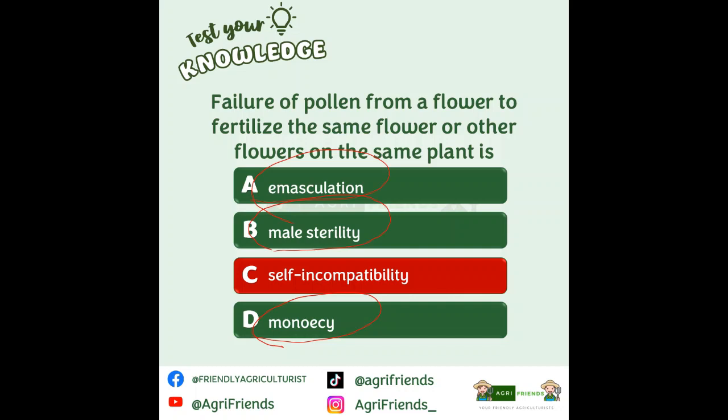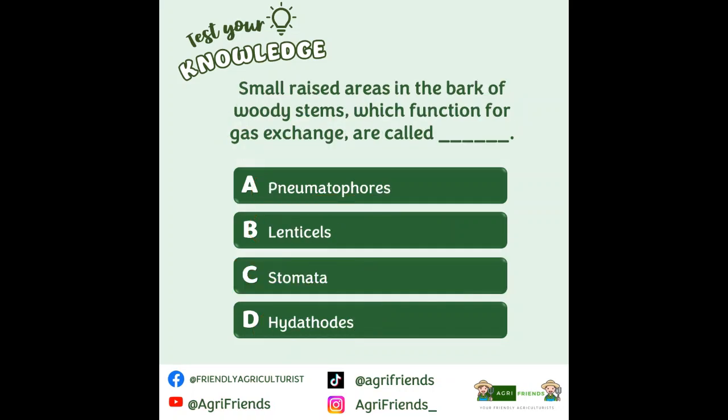Next, small raised areas in the bark of wood stems which function for gas exchange are called A, pneumatophores, B, lenticels, C, stomata, D, hydatodes. The answer is lenticels. Stomata or the stomates, you can see that in the leaves. And hydatodes also is in the leaves.